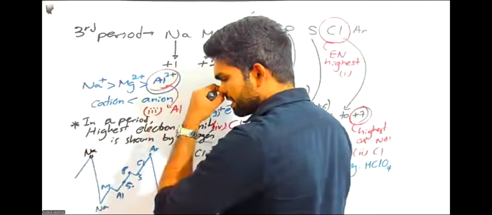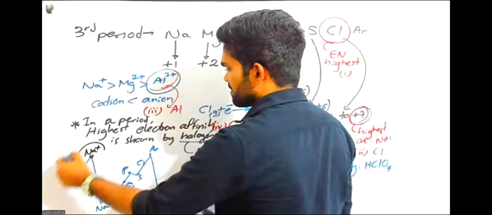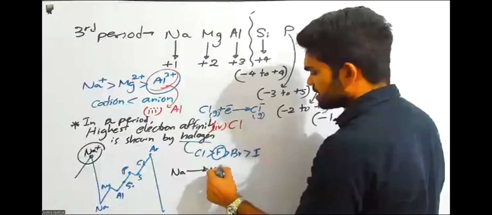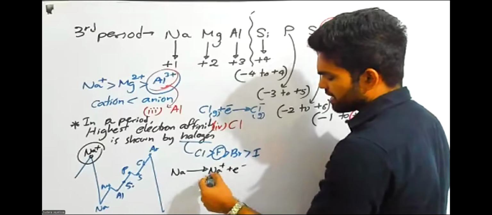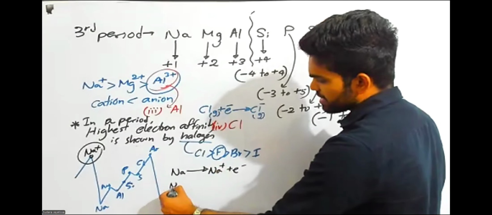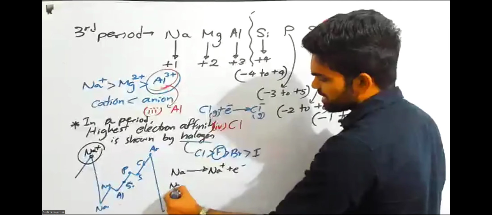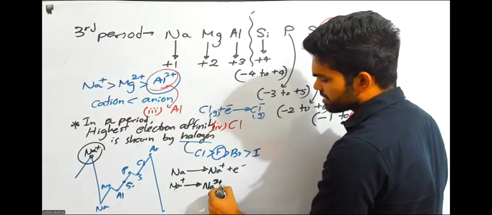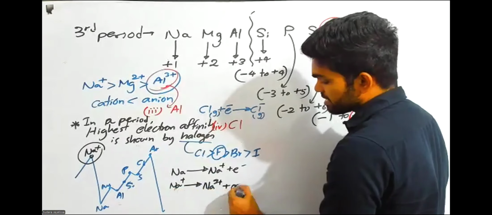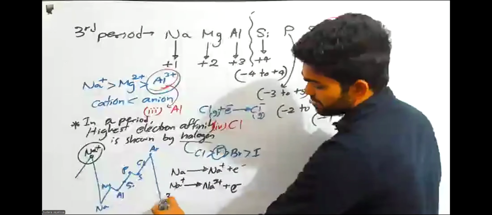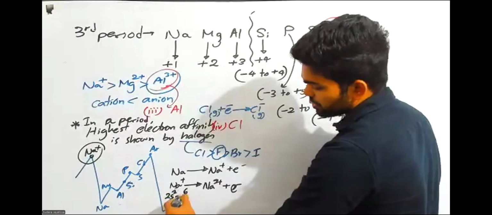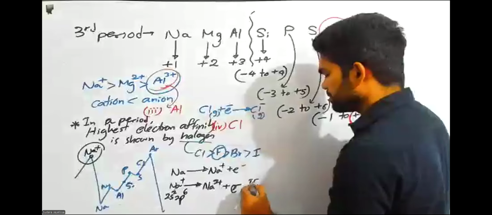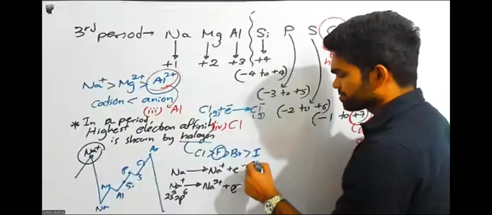Why does sodium have the highest second ionization energy? This is our answer. The thing is, sodium's first ionization gives you this configuration, the neon configuration. So you are removing the second electron from the neon configuration. It is going to be a very difficult process. Why? Because noble gases have a very stable electronic configuration, 2s2 2p6. Understand? So therefore, IE2 will be very large.